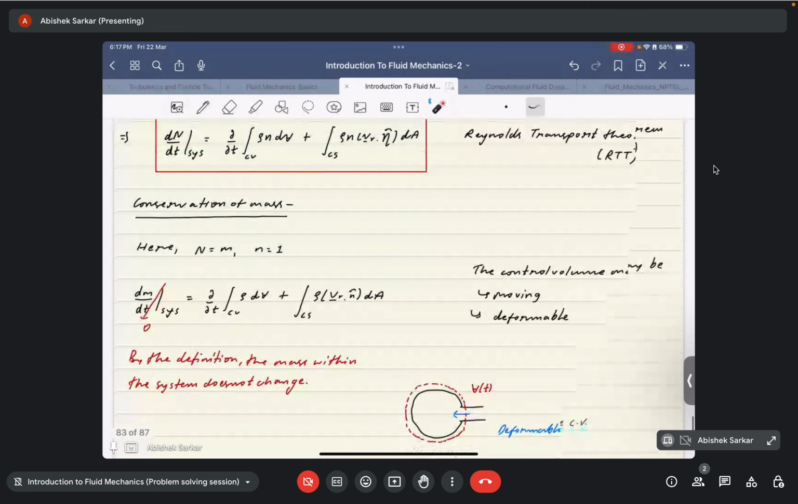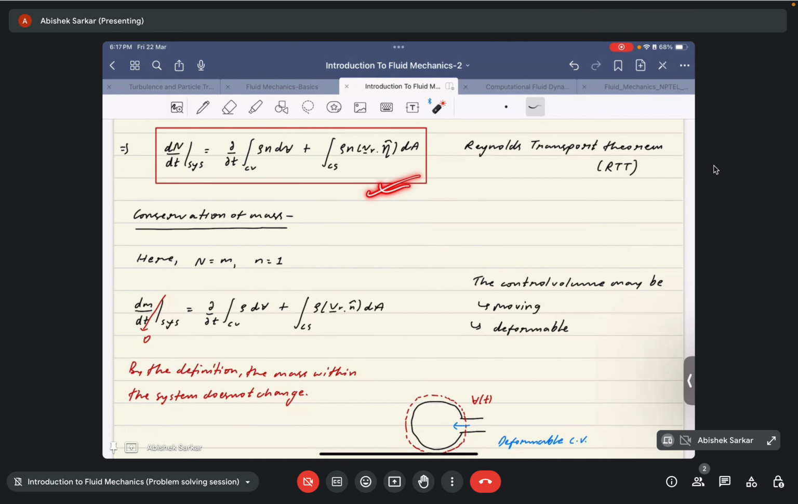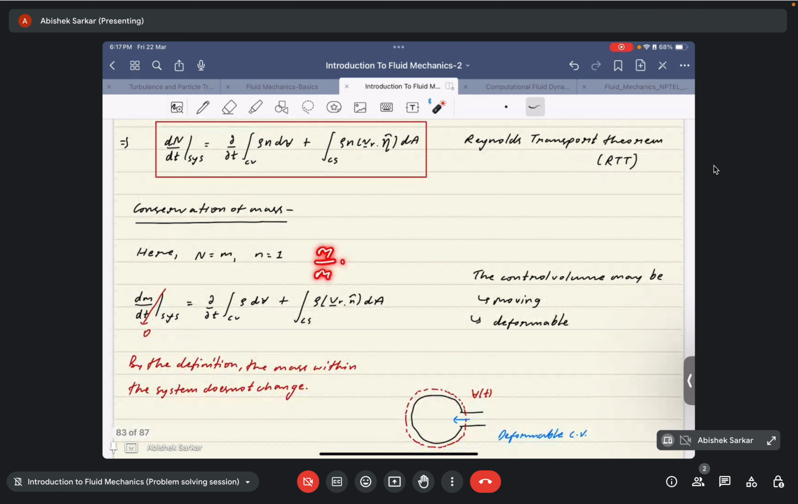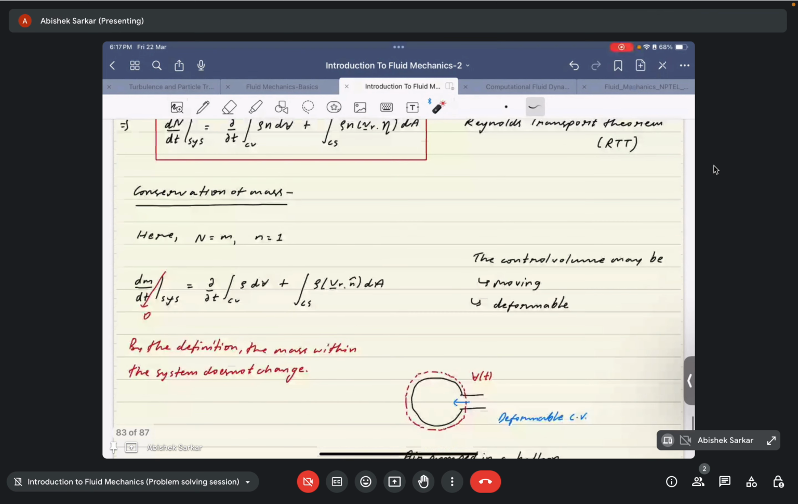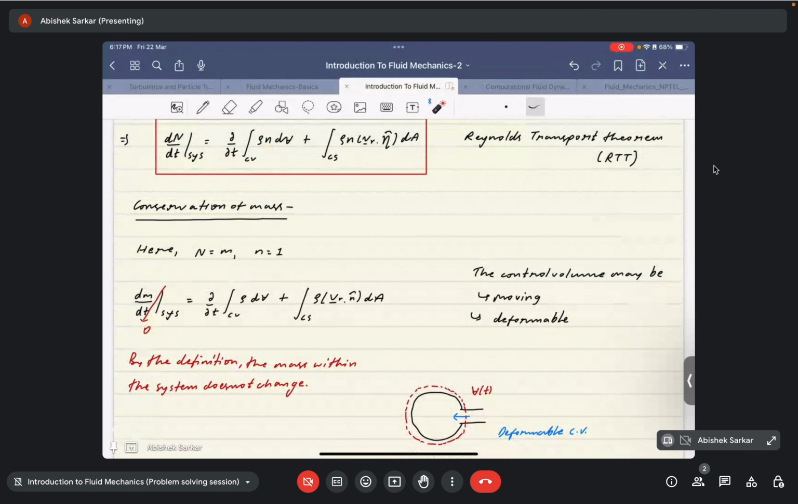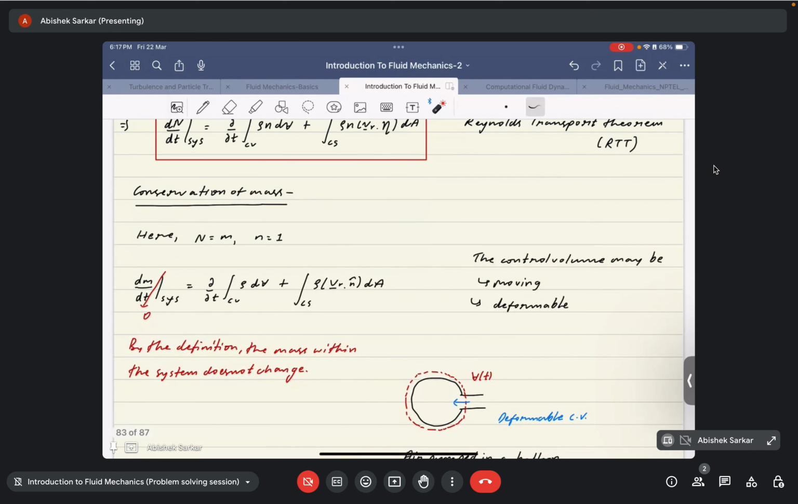For the conservation of mass, we'll directly consider the canonical form of the Reynolds transport theorem, and in that we will substitute capital N with m, that is the mass of the fluid under consideration, and small n will become mass by mass, so small n will be equal to 1. Just substitute capital N equal to m and small n equal to 1 in this equation to get dm by dt for the control system equal to dou by dou t of the control volume integral of rho dV plus the surface integral of rho VR dot n cap dA.